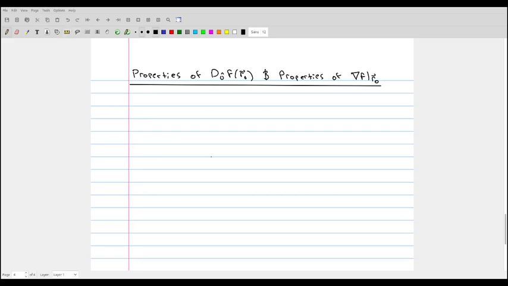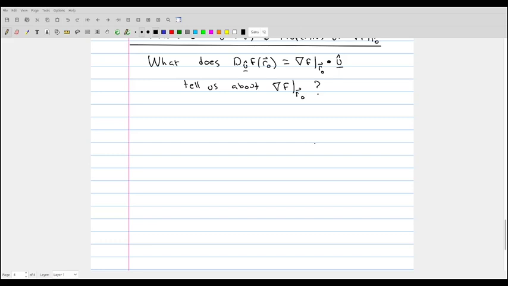Specifically, what we'll do is start this out by asking what the formula D_u of f at r naught in the direction u hat is equal to the gradient of f at r naught dotted with u hat, what does this formula tell us about the gradient vector? And it tells us a lot. We can actually use this to describe in general what direction the gradient vector is pointing, always.